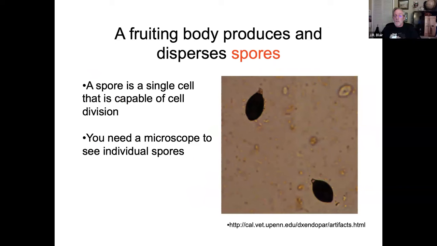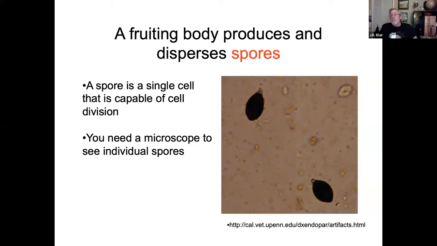So a spore technically is a single cell that is capable of cell division. That's the definition of a spore. And they're typically microscopic. Just to give you an example, this photomicrograph here of some highly pigmented spores, they're probably black or dark brown spores in mass. These are probably about 10 micrometers more or less long.